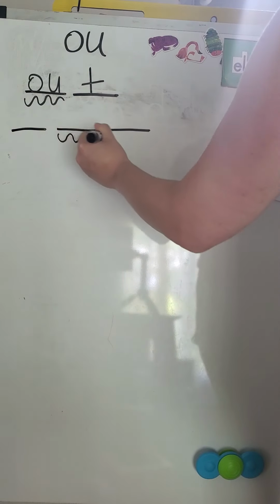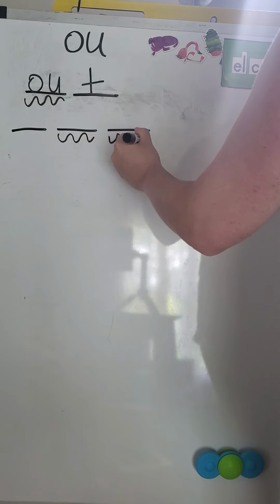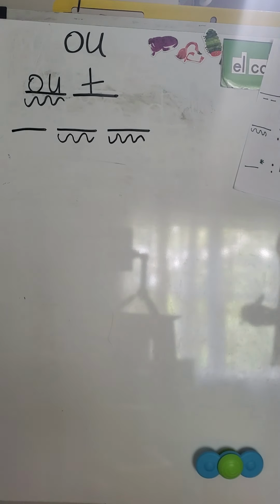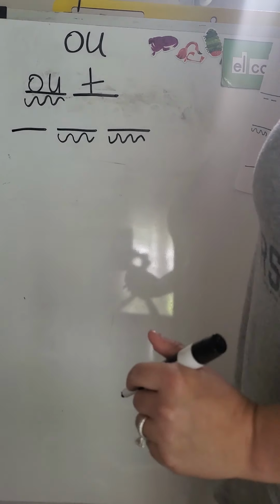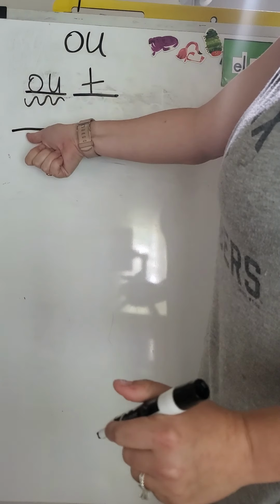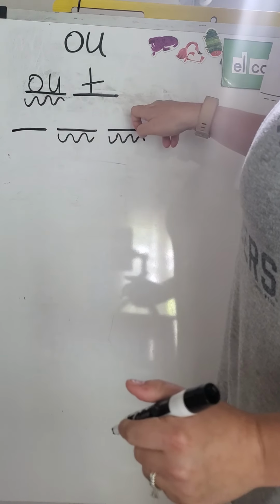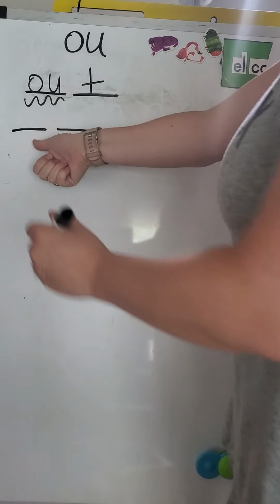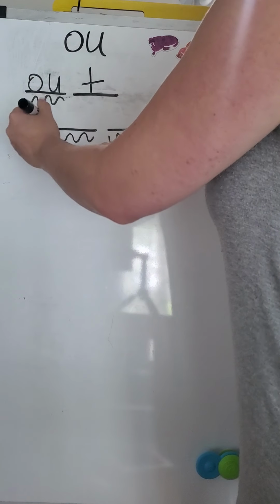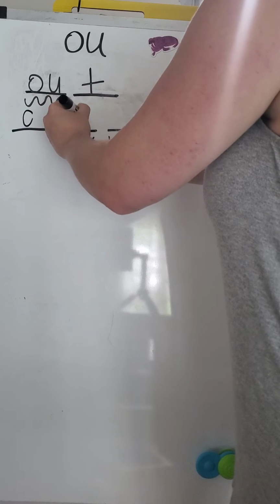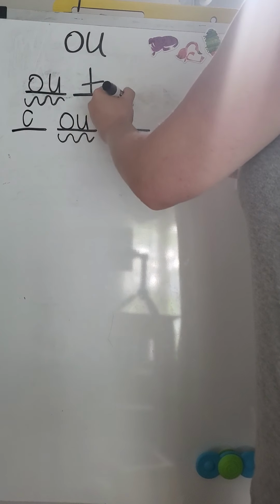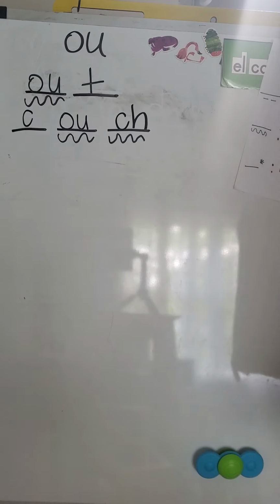Next word, we've got a squiggle here and a squiggle here. This word is couch. Say the word couch. Tap the word couch. Ouch. Couch. K. Ow. Ch. Couch.